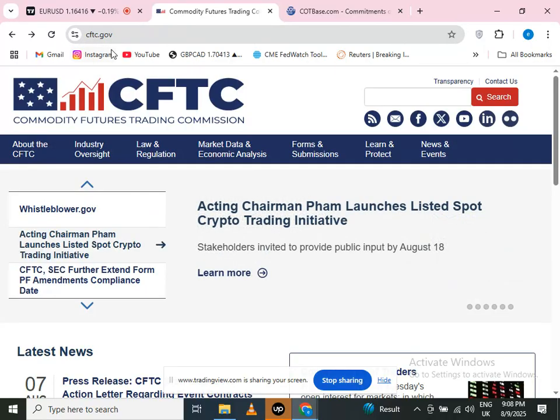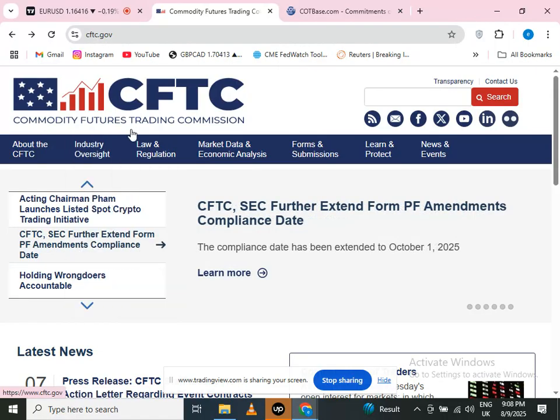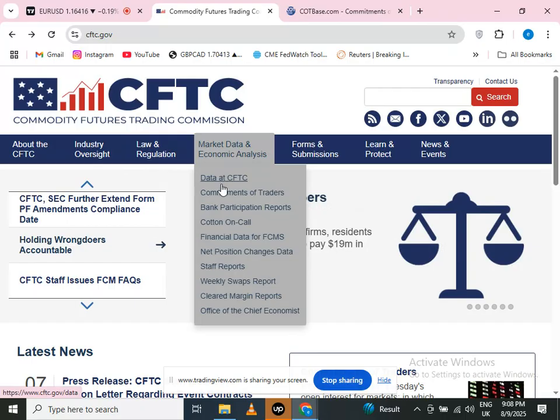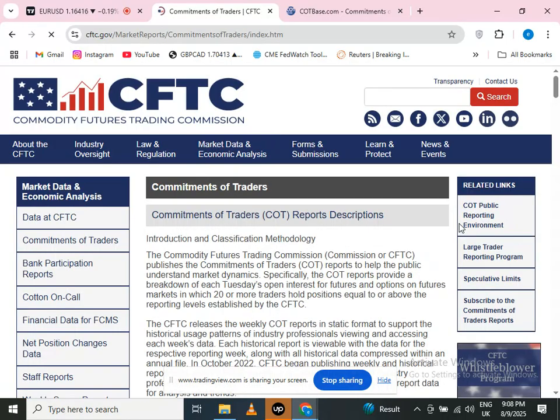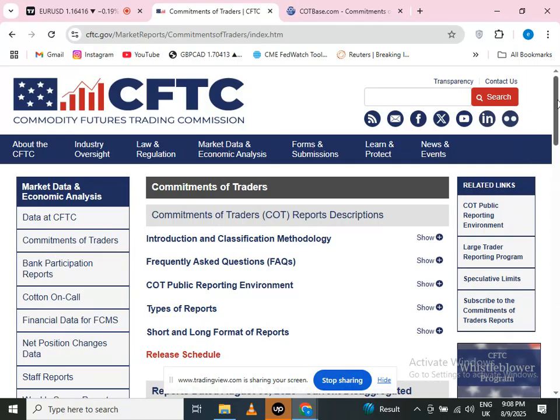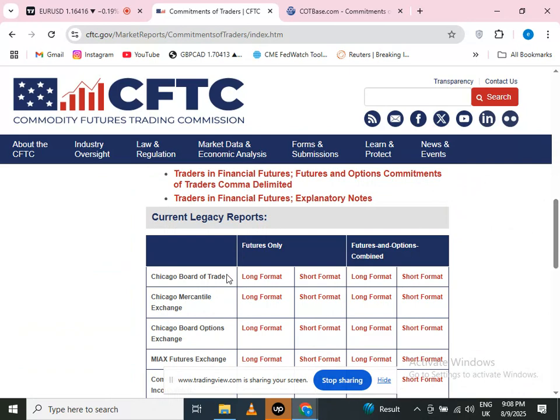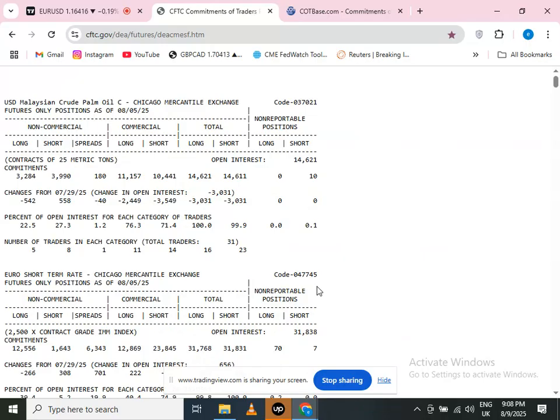So let's take a look. This is the website called Commitment of Traders, the CFTC, Commodity Futures Trading Commission. Here you go to find the commitment of traders. When you reach the commitment of traders, we scroll and look for something called the Chicago Mercantile Exchange. Here it is. Then you go to the short format. This is the short format.